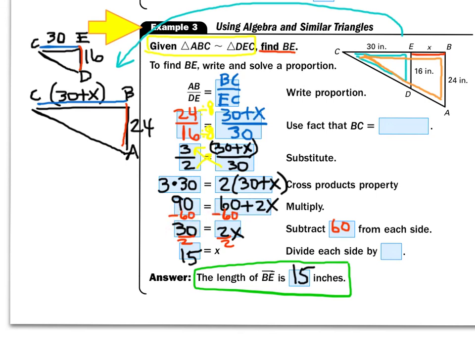And now it's just a two-step equation, so we got to get rid of the adding 60 first. So let's subtract 60 from both sides of the equation. So that gave us 30 equals 2x. And then to get rid of the 2, we have to divide both sides by 2. So x equals 15. So the length from B to E, that x, is 15 inches.